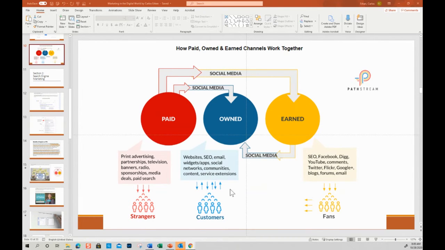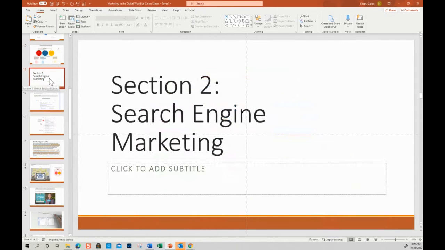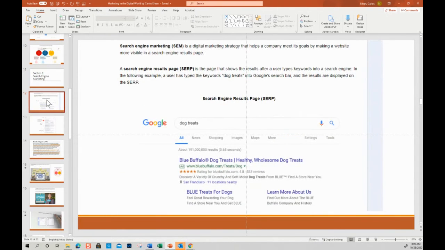So this is a concept that I think is very important to understand about how the whole digital media world works. So we're going to go back to section 2. There were a couple of things that I wanted to go over again. So search engine results, okay?